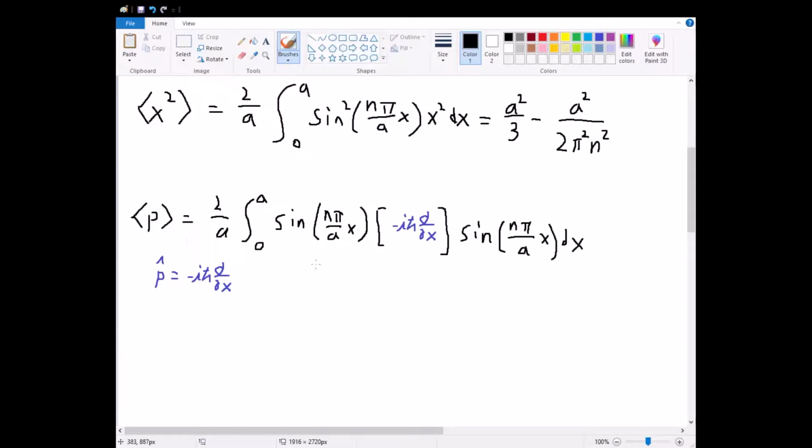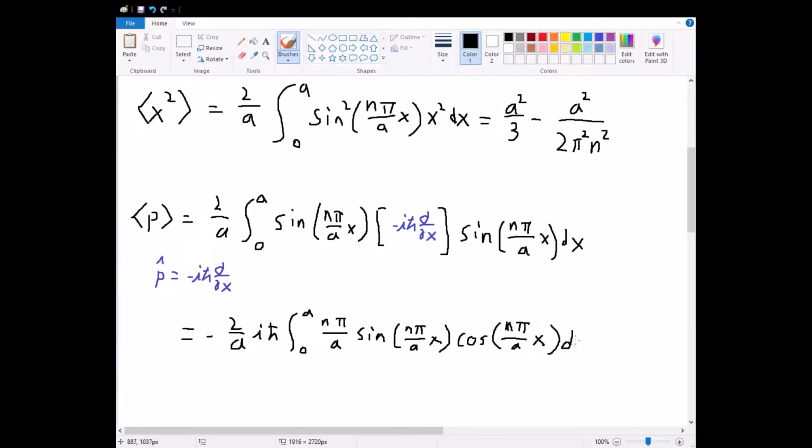So automatically, this is going to give us negative 2 over a. We're going to bring the i h bar out as well, times the integral from 0 to a. And we're going to take the derivative of this sine of x term. So that's going to give us n pi over a, which gets brought out. And then we have our sine of n pi over a x from earlier. That hasn't changed. And then finally our derivative term, which is going to become cosine of n pi over a x dx.